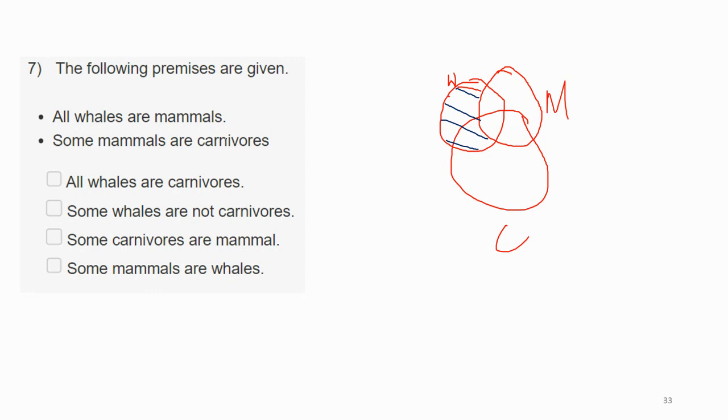The second one is some mammals are carnivorous. So now the mammals and carnivorous: some mammals are carnivorous means there will be a common portion, right? So then what will be the conclusion between whales and carnivorous? Just look at the overlapping zone between whales and carnivores. If you can see, there is some cross between W and C.